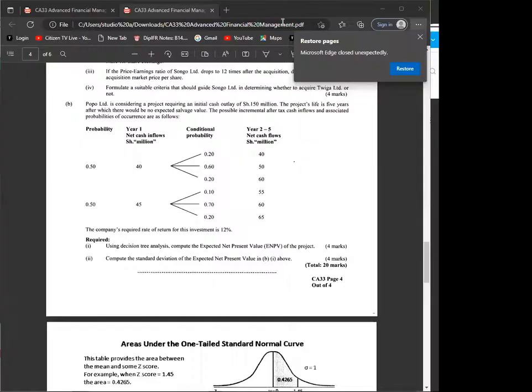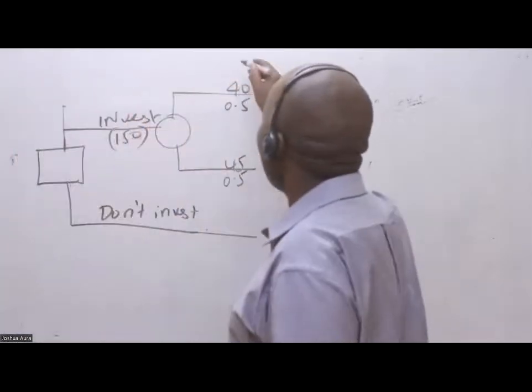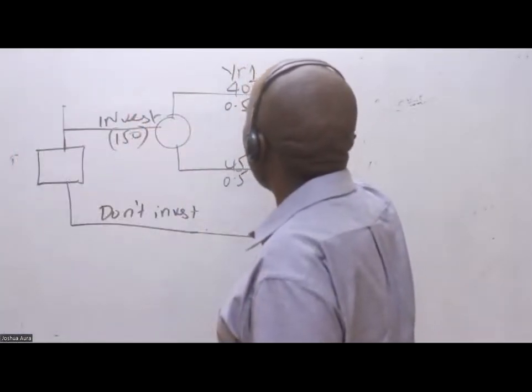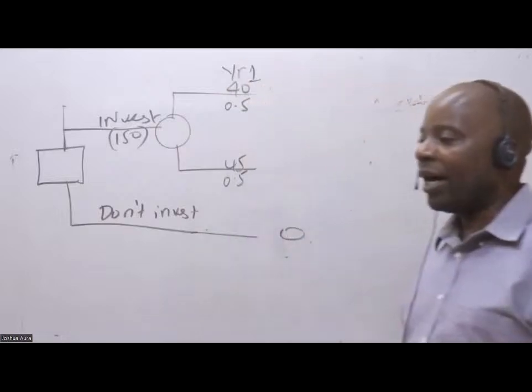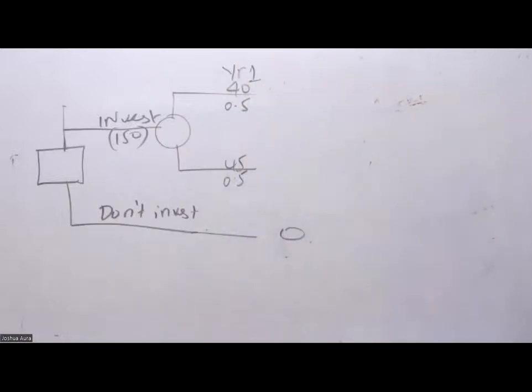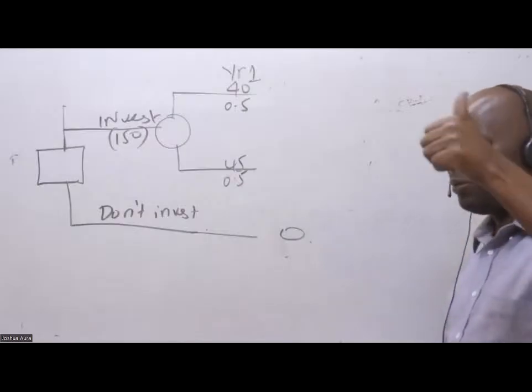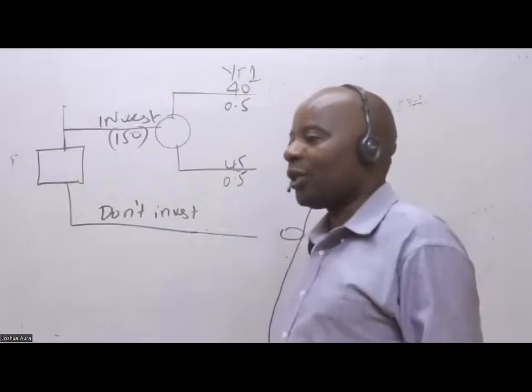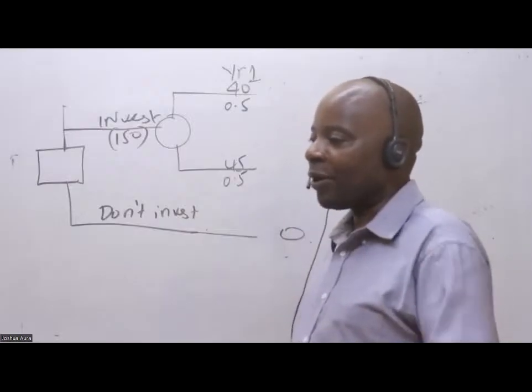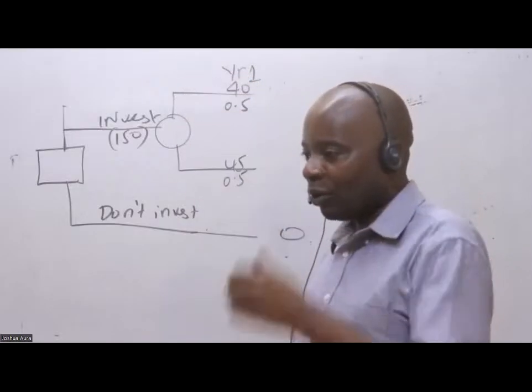Could you kindly draw first of all up to here? Remember, these are year 1 cash flows. The moment you draw up to here, could you kindly put a thumbs up to tell me, Mwalimu, we are together up to there, or a thumbs down if you're not able to follow.